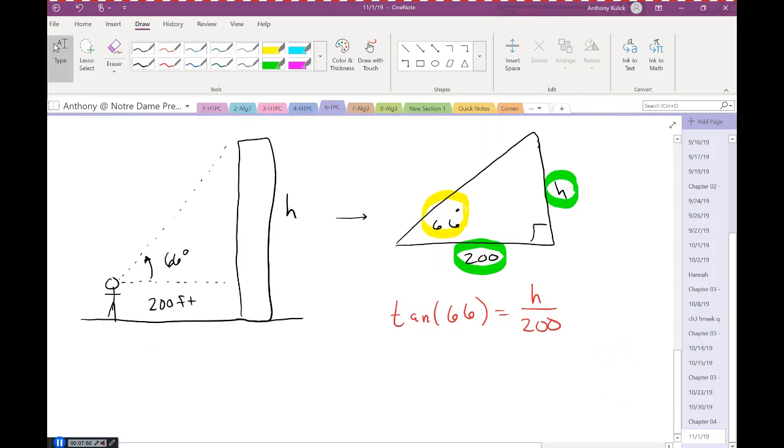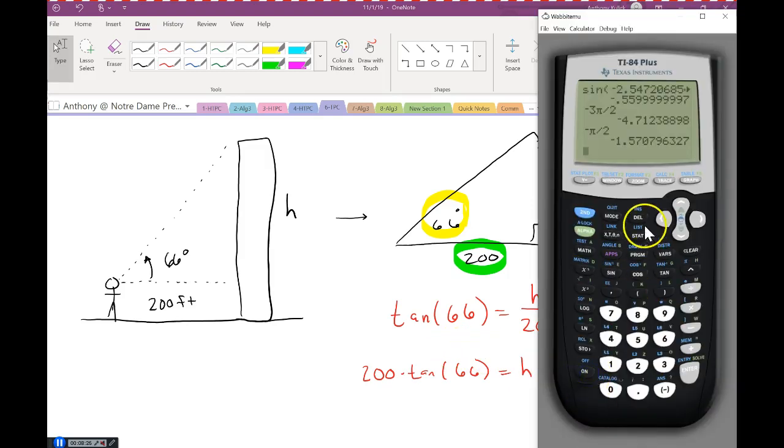To solve this equation for h, what would I want to do first? Multiply both sides by 200. So I'd have 200 times tan of 66 is equal to h. And at that point, it's now calculator time. Before I try to type this into my calculator, though, what should I check? I should check the mode. What mode should our calculator be in for this problem? Should be in degree mode because we measured our angle in degrees.